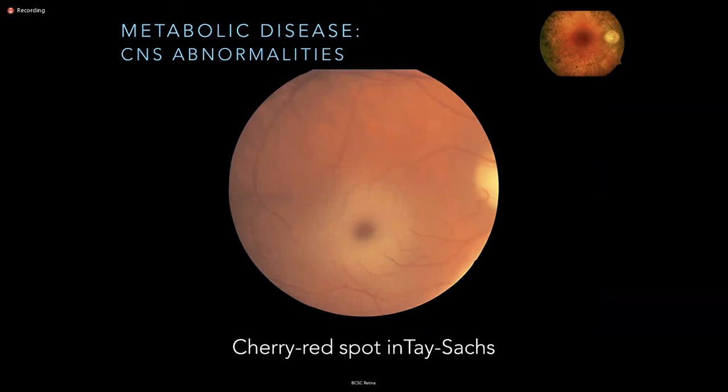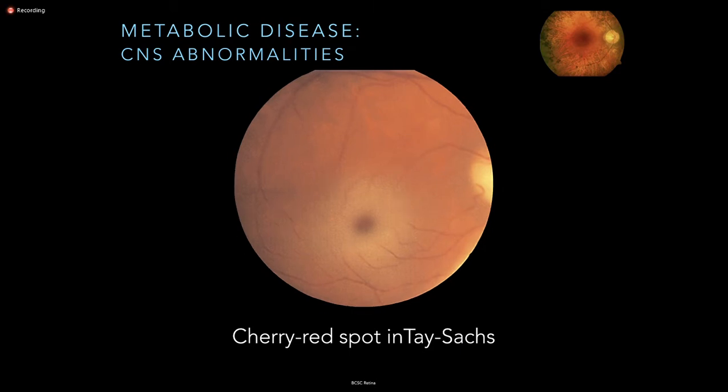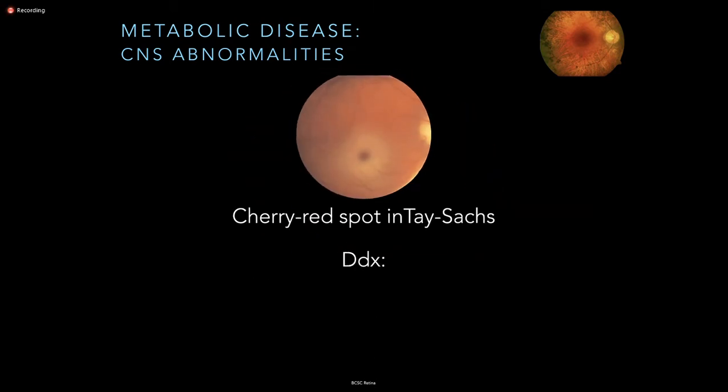Here's a picture of a cherry red spot. This is a patient who has Tay-Sachs, a young child. Does anybody want to think of what's a quick differential diagnosis for just a cherry red spot in general?